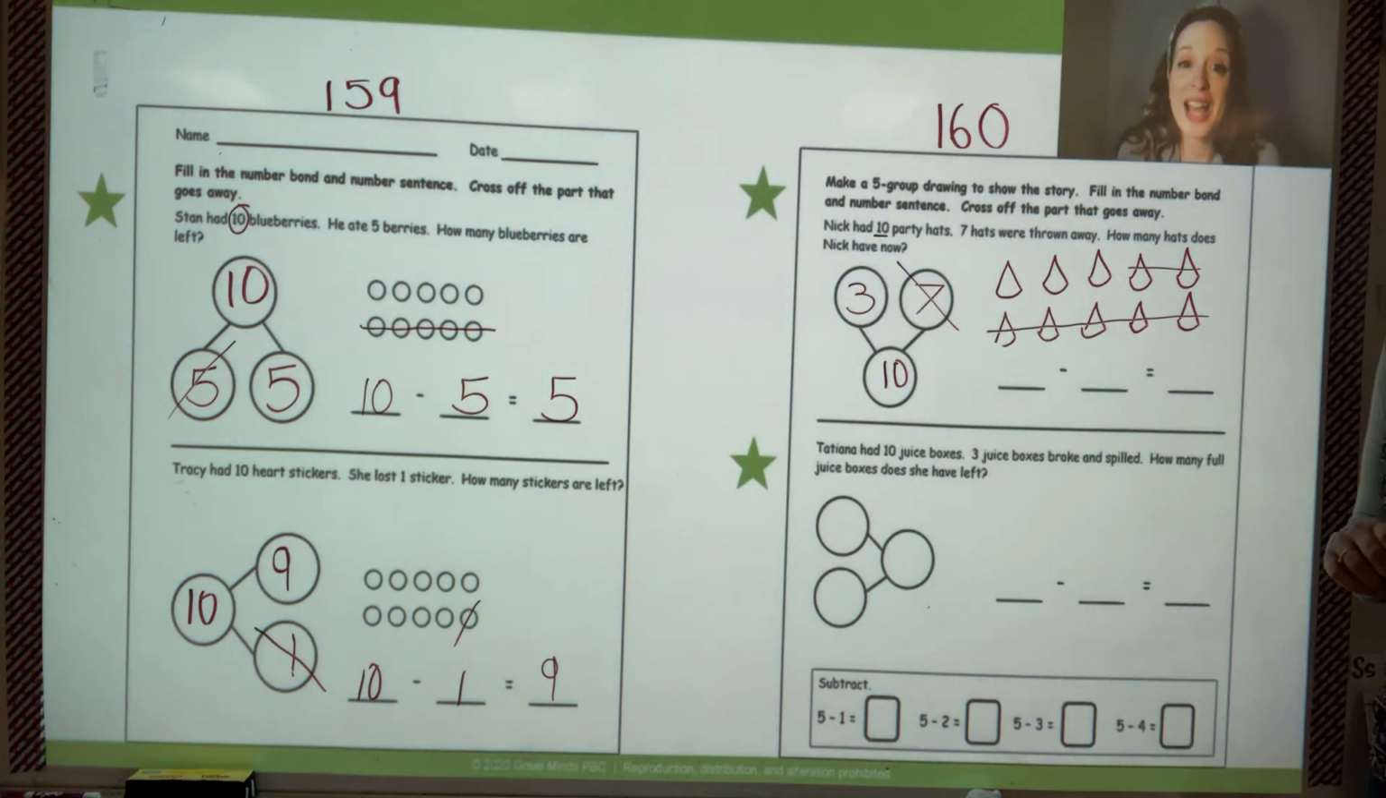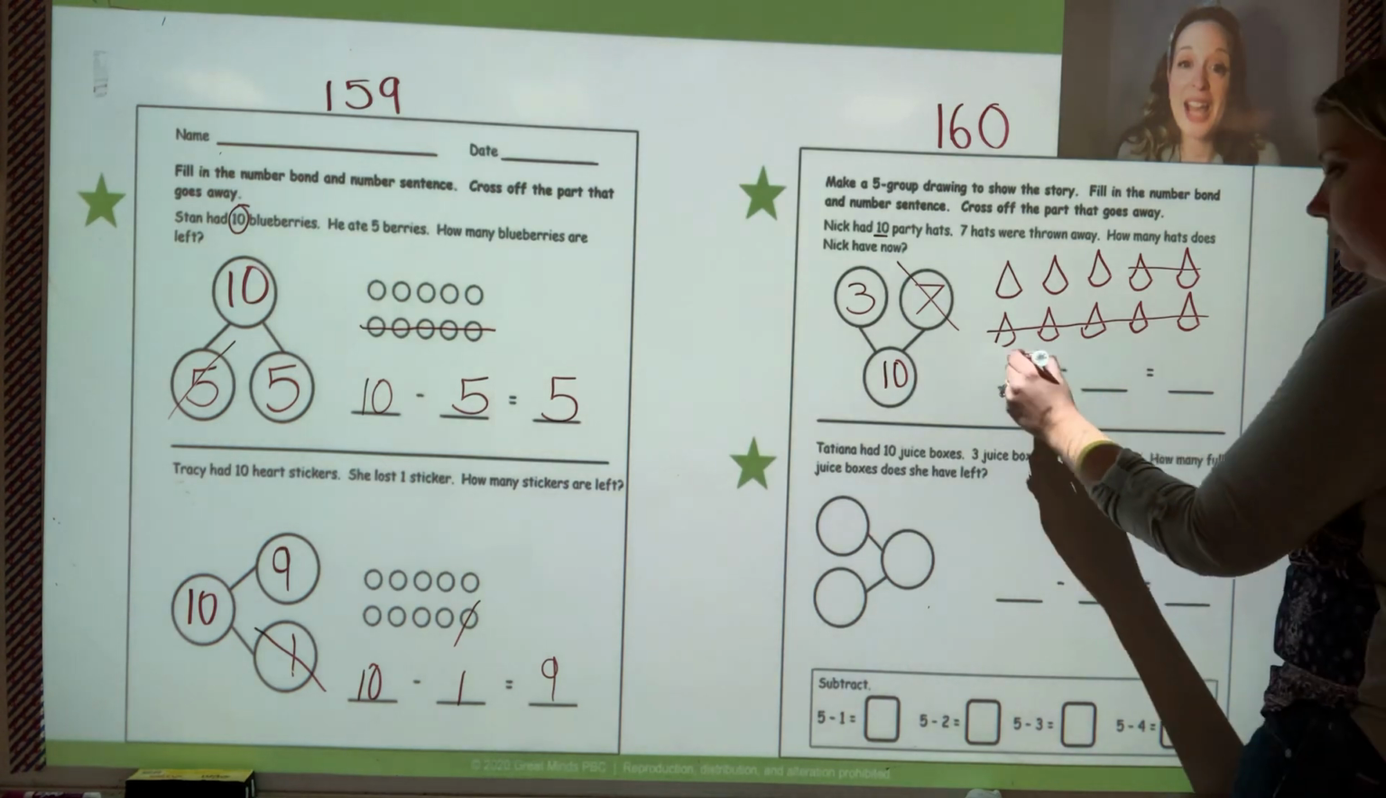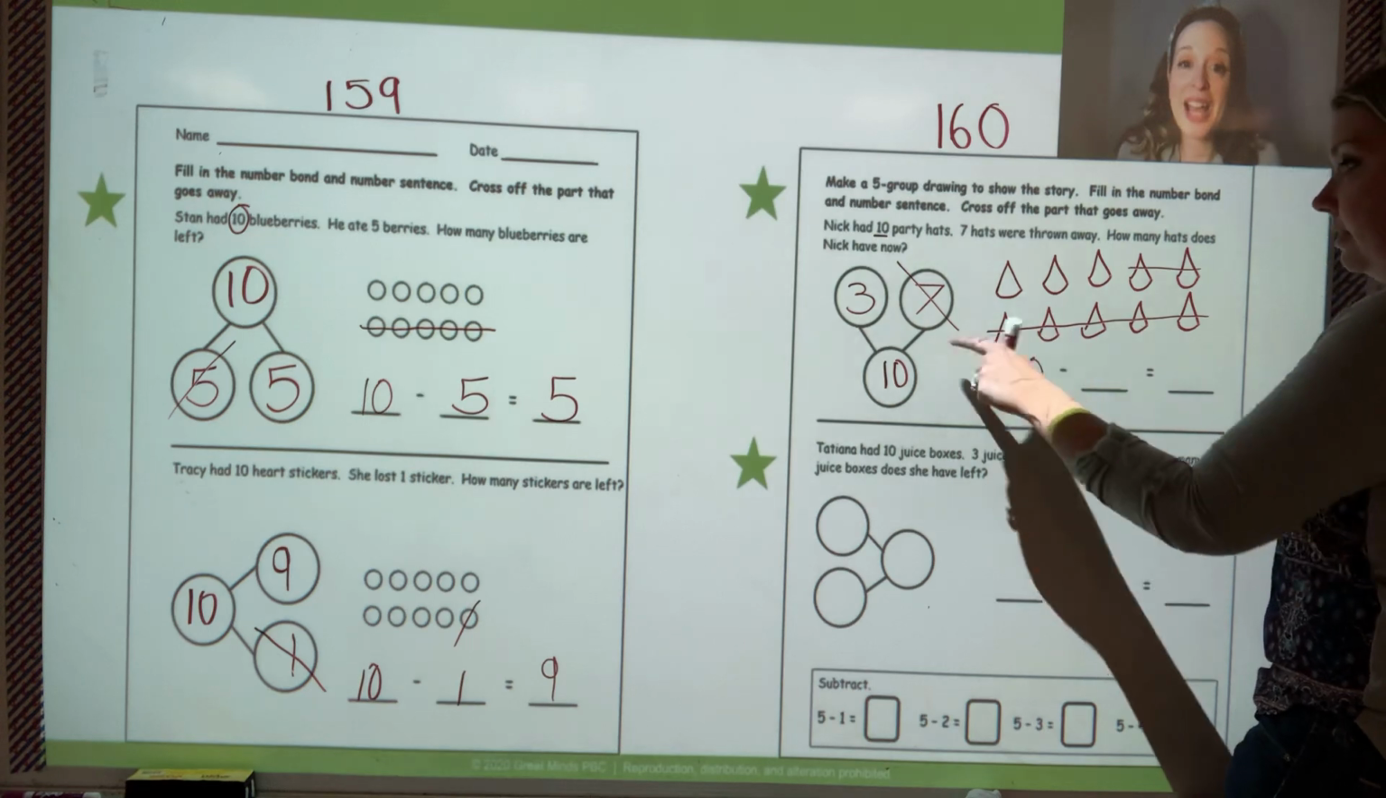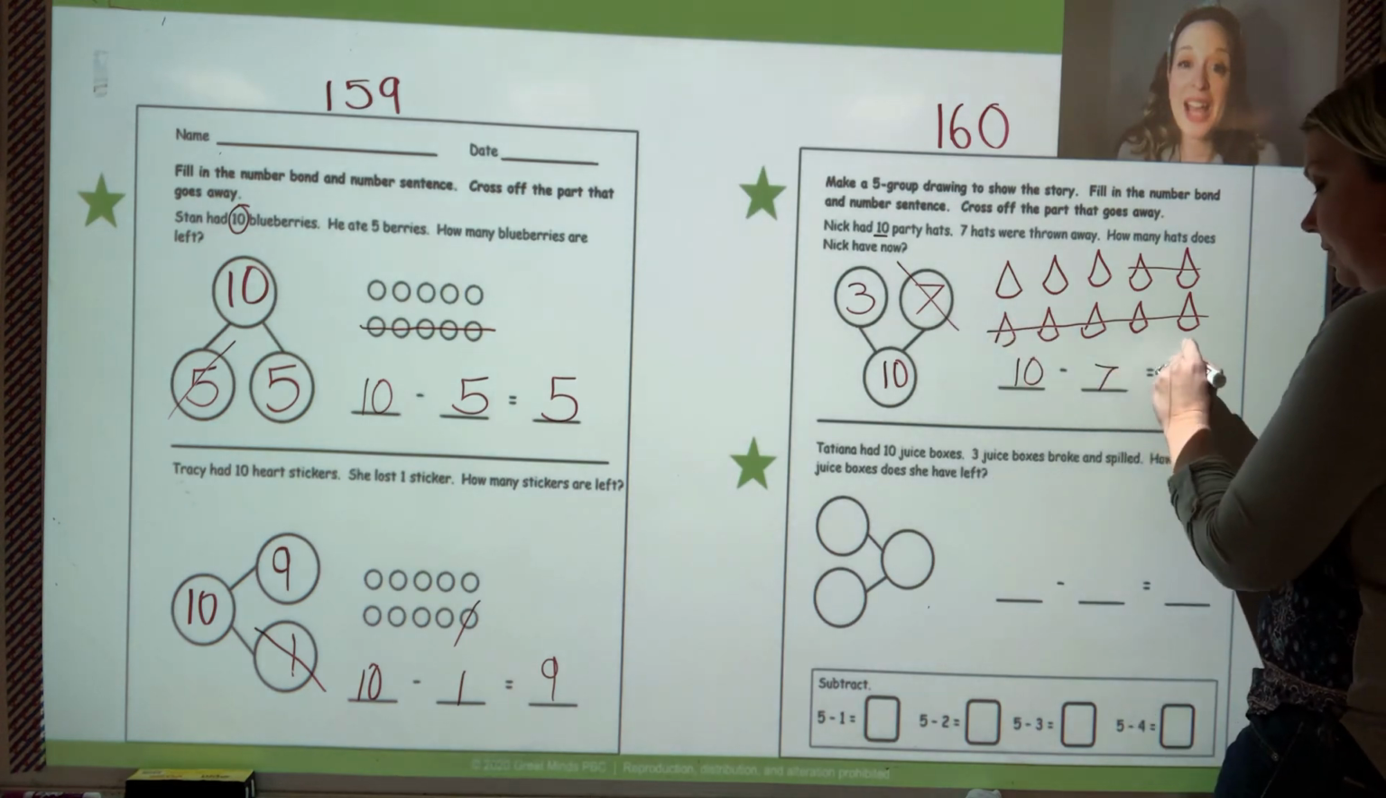Now, I want to call in a friend. Jonyan, read your number sentence to me. 10 minus 7 equals 3. 10 minus 7 that went away equals 3.